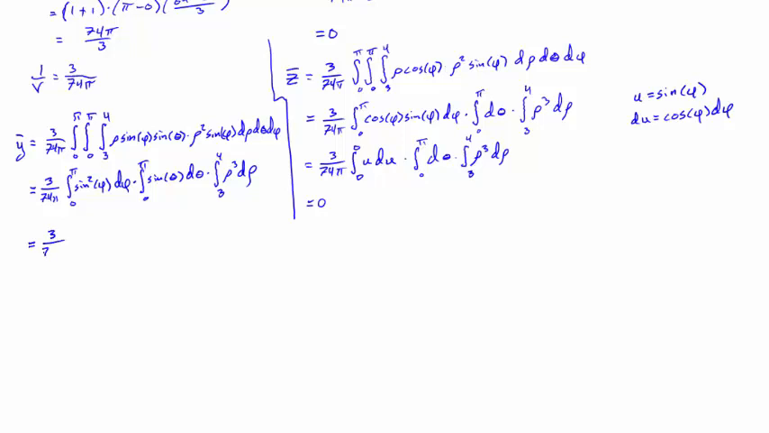3 over 74 pi times the integral from 0 to pi of 1/2 minus 1/2 cosine of 2 phi d phi times negative cosine of theta evaluated from 0 to pi times 1/4 rho to the 4th evaluated from 3 to 4.